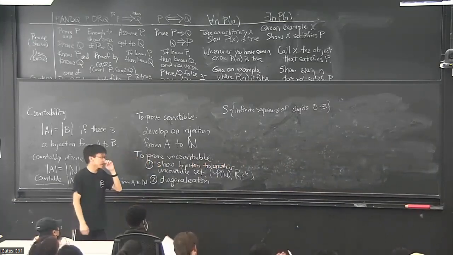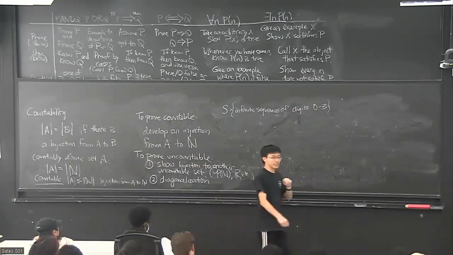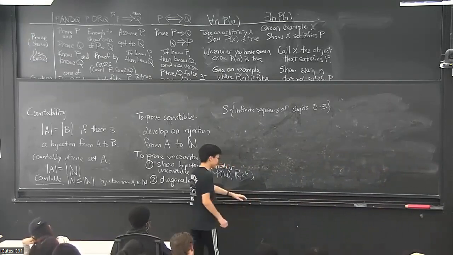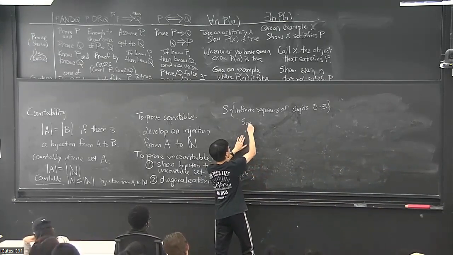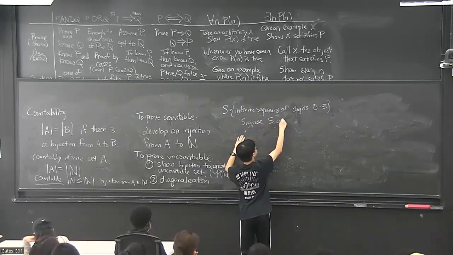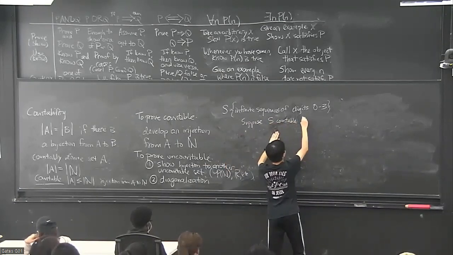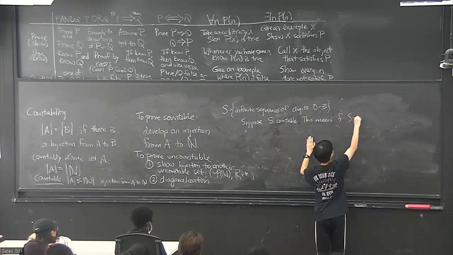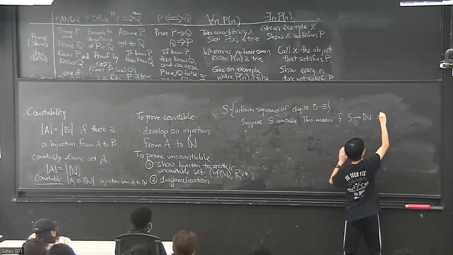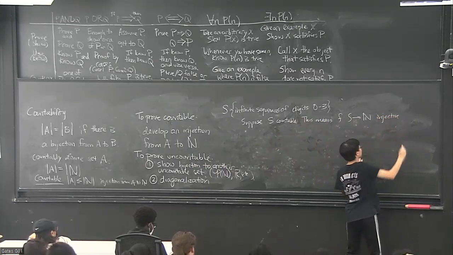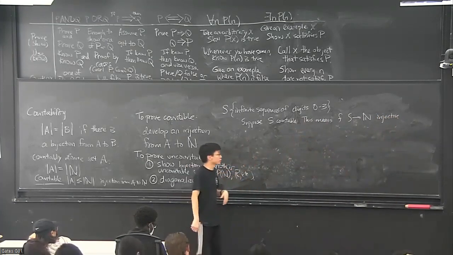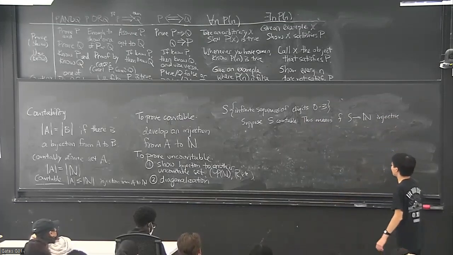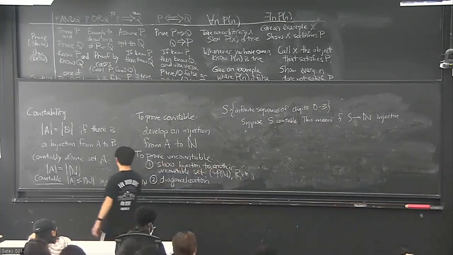I'm going to use the technique of diagonalization. Whenever you use diagonalization, you're inherently invoking proof by contradiction. This proof by contradiction says, suppose S is countable. This means you have F going from S to the naturals, injective. I have no idea what this function is, but suppose S is countable. This means there has to be some function F that is injective, like this.